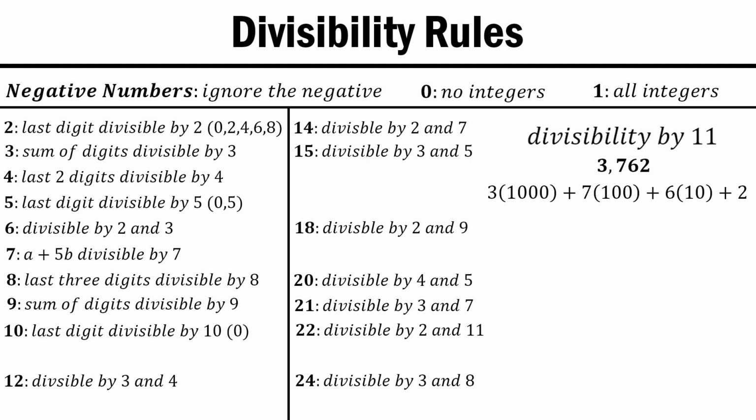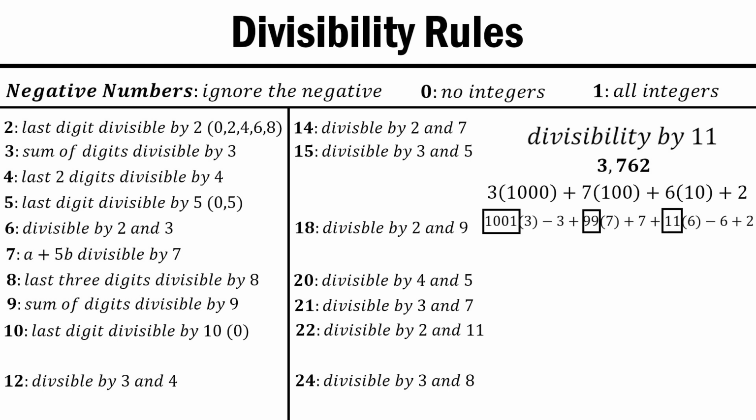Just like with 3 and 9, we want to turn those big numbers into multiples of 11, but it's a little bit more complicated. For 3 times 1,000, we turn it into 3 times 1,001 minus 3 times 1, which again we can do since 1,000 is equal to 1,001 minus 1. 7 times 100 becomes 7 times 99 plus 7 times 1, and 6 times 10 turns into 6 times 11 minus 6 times 1.